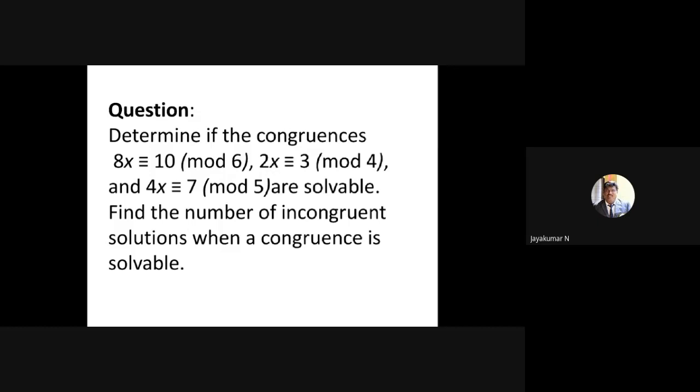So look at the question. Determine if the congruence 8x congruent to 10 mod 6, another linear congruence 2x congruent to 3 mod 4, and the last one 4x congruent to 7 mod 5 are solvable. Find the number of incongruent solutions when a congruence is solvable.